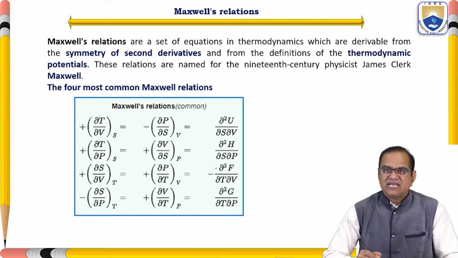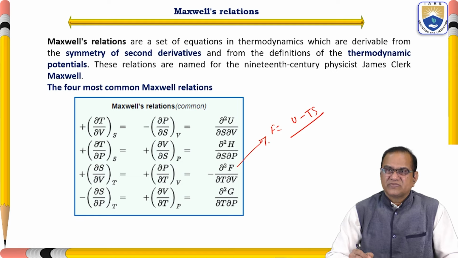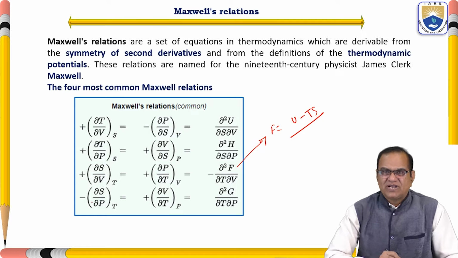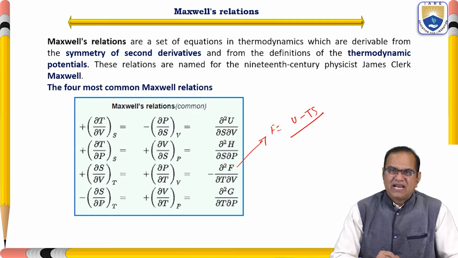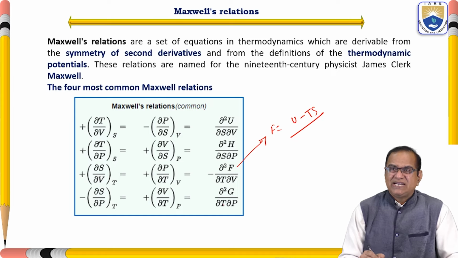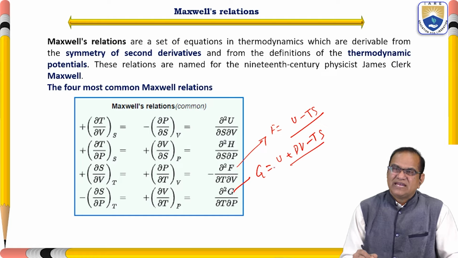This is equal to minus ∂F/∂T at constant V, where F is equal to U minus TS. This is the F here. The fourth one is minus ∂S/∂P when T is constant, which is equal to plus ∂V/∂T when P is constant, ∂G/∂T and ∂P, where G is equal to U plus PV minus TS. So that is the Gibbs function.